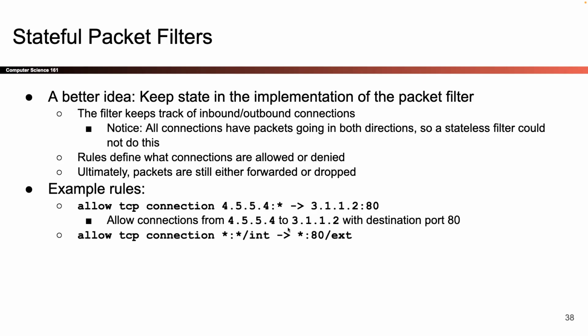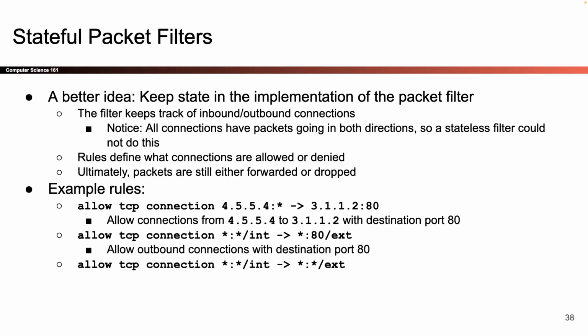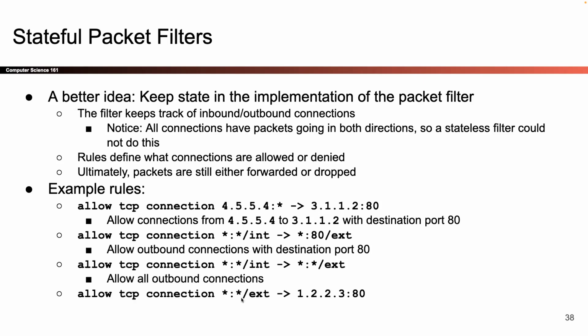Something else you could say is, oh, I'm going to allow everything, right? The star is like a wildcard character for any IP address. So I'm going to allow connections from anybody as long as they're from inside the network. And I'm going to allow those connections to go to anybody outside, but only if the outside port is 80. So you could allow that too. I could say, I'm going to allow everything that's outbound. I could say, I'm going to allow anything that's incoming, but only if it goes to this particular IP address.